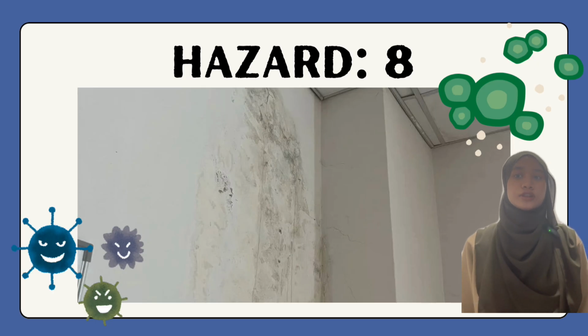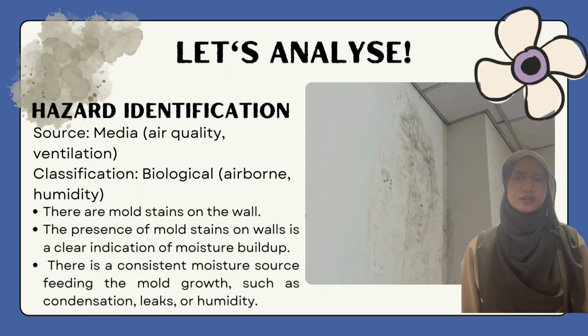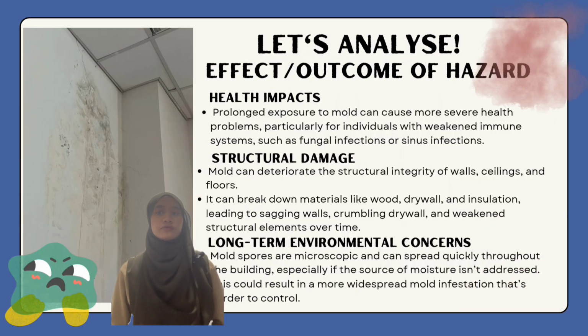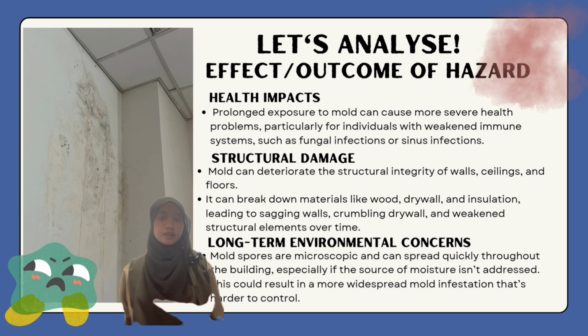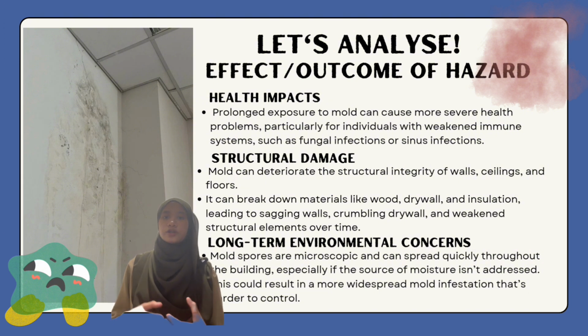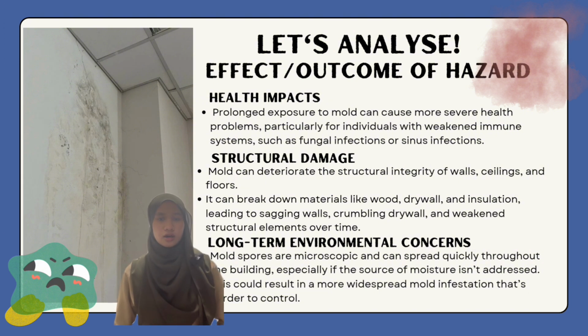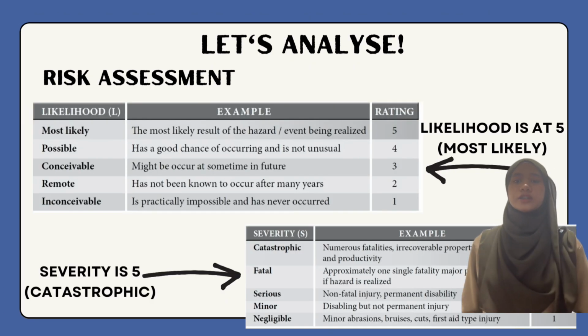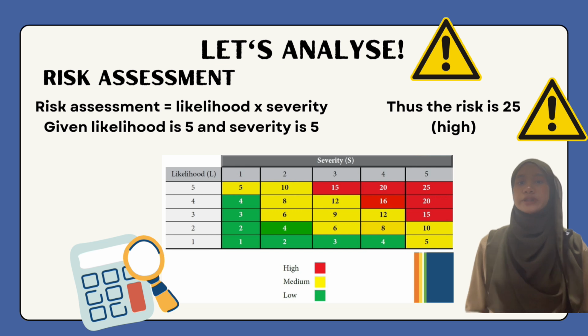The second hazard is mold stain on the wall. The presence of mold stains on the wall is a clear indication of moisture build-up. Mold can cause severe health problems such as fungal infection or sinus infection. Mold can cause structural damage. It can break down materials like wood, drywall, and insulation. Mold spores can spread quickly throughout the building and could result in a more widespread mold infestation that's harder to control. The risk assessment shows that the risk is high because it can cause more fatalities and property damage.